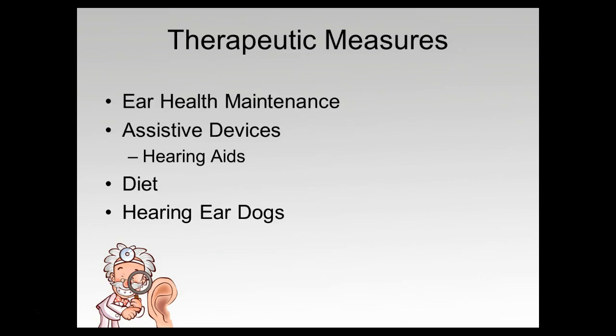Other therapeutic measures, we have ear health maintenance, especially with our geriatric population and our children population. Chronic ear infection can cause damage to the tympanic membrane, which can cause some hearing loss. So we want to monitor those ears. We also monitor those ears to make sure there's no foreign bodies inside them and that cerumen is draining appropriately. Our older adults may need some Debrox or drops to help remove that wax.